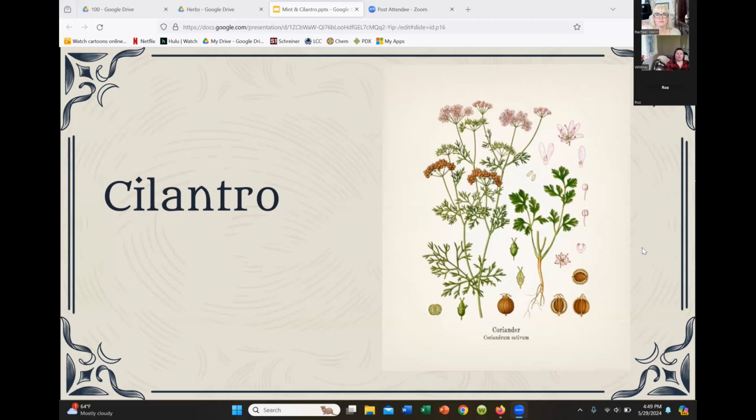So I did not really differentiate them. If I found different information for coriander than cilantro, then I just stuck with cilantro. But I just want to make everybody aware that typically in America, coriander is the seeds, usually dried and powdered.